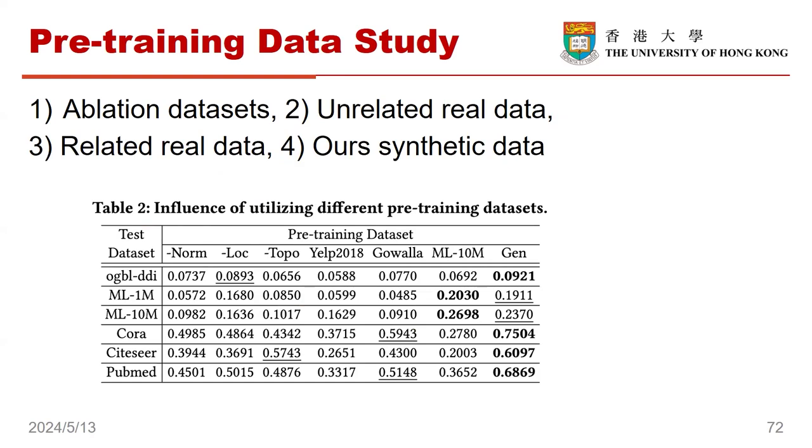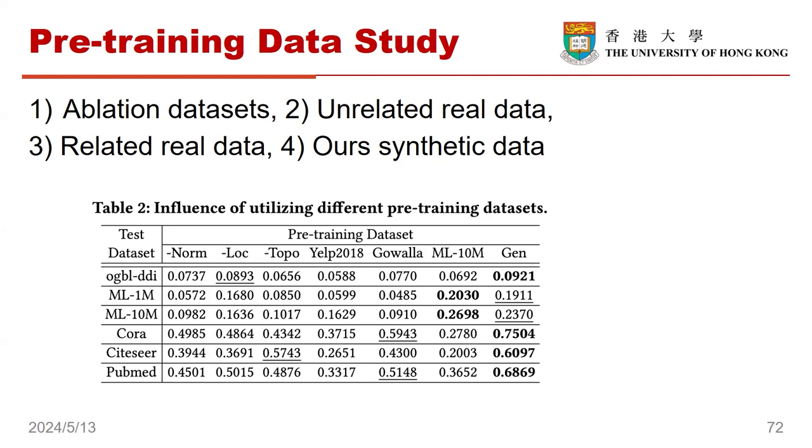So in the next experiments, we try to study the influence of different pre-training datasets. Here we compare our generated datasets with different types of pre-training datasets, including ablation datasets. Like we remove the normalization, we remove the locality index, and we remove the topological re-injection. And also we compare the generated datasets with some three real-world datasets, the Yelp datasets, the Chawla datasets, and the prevalence 10 million datasets. Among these three real-world datasets, the Yelp datasets and the Chawla datasets have no relations with the test datasets in our experiments.